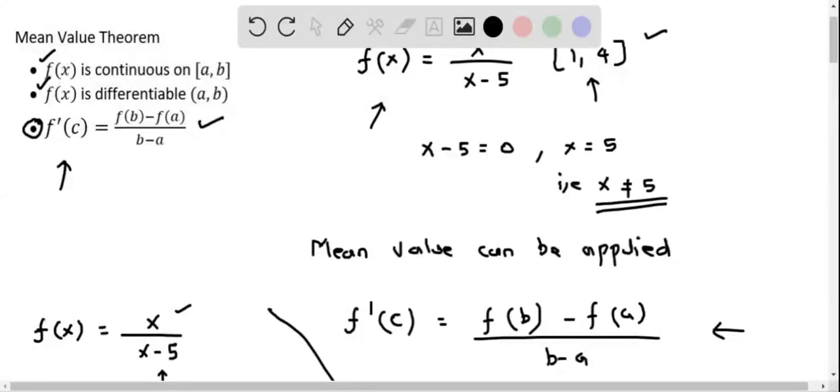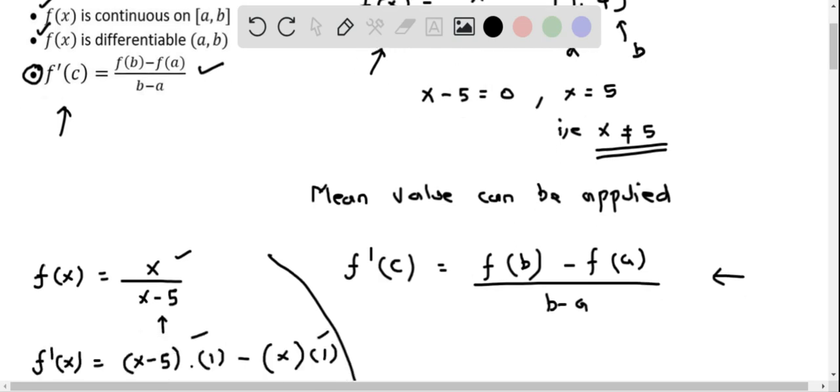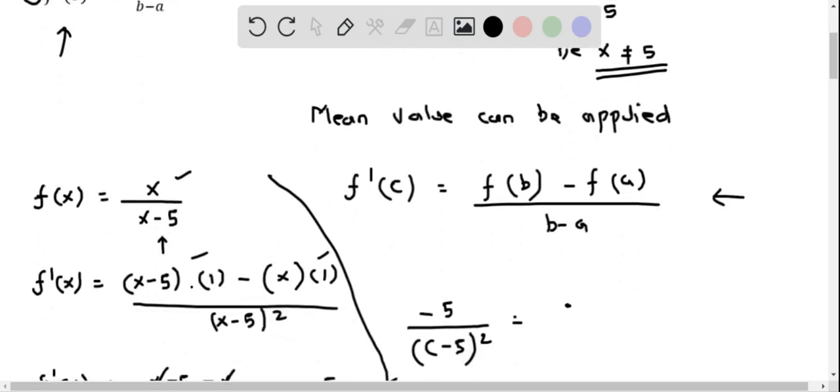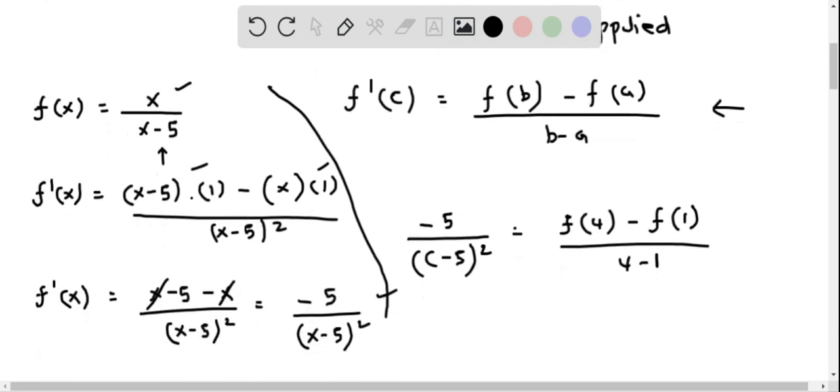Let's identify the a and b. This one is a, and 4 is b. So therefore here we can write f of b. b is 4, so it is f of 4, minus f of a, where a is 1, so f of 1, divided by b minus a, that is 4 minus 1. Let's simplify the right side.